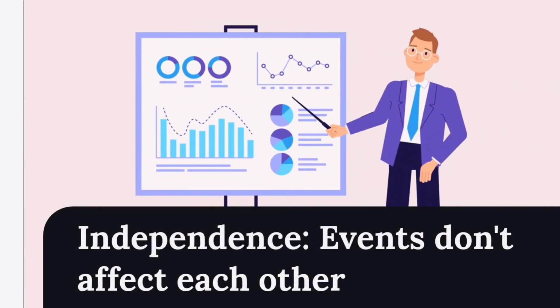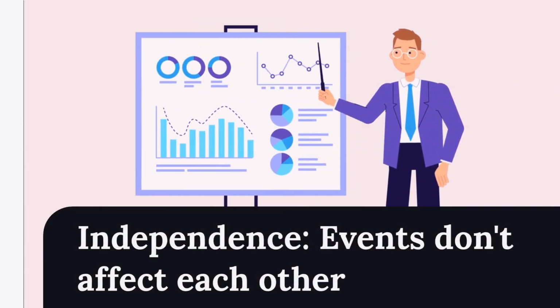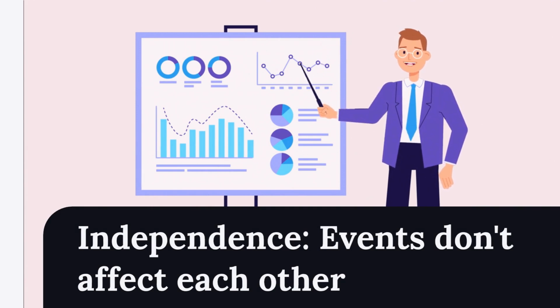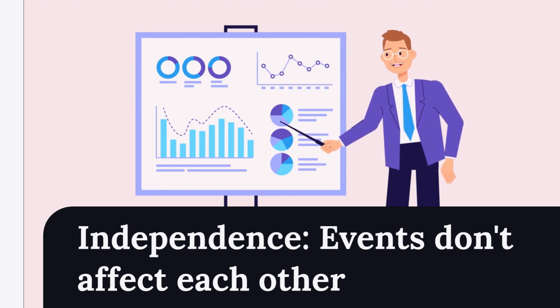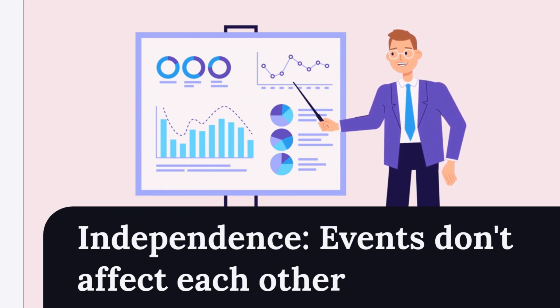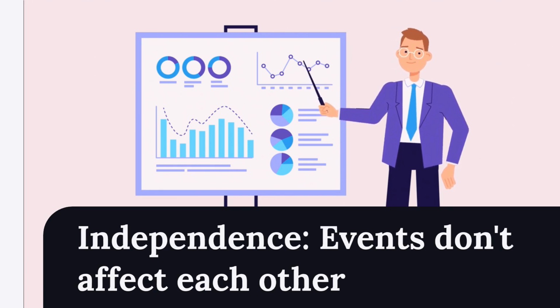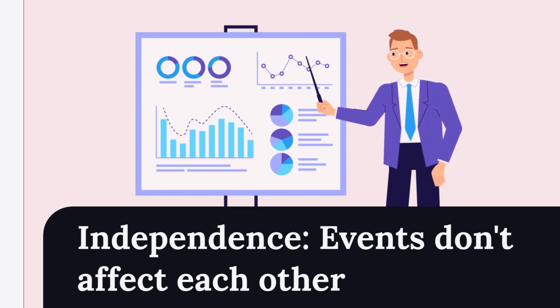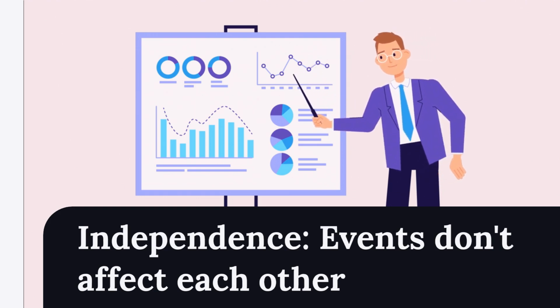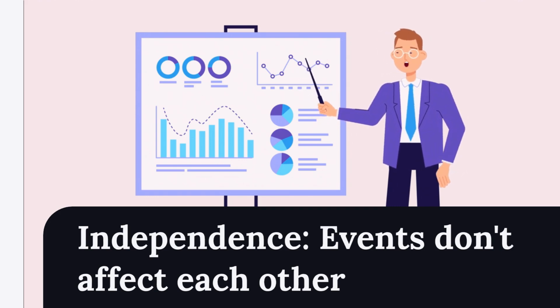Independence means one event does not affect another. The formula is probability of A and B equals probability of A times probability of B. Sampling bias occurs when data is not representative. It leads to incorrect conclusions and loss of reliability. Understanding these concepts is essential for accurate data analysis.